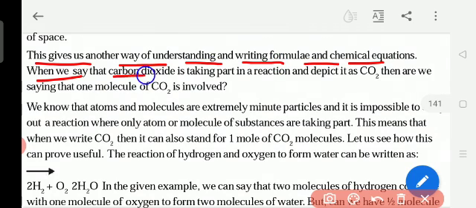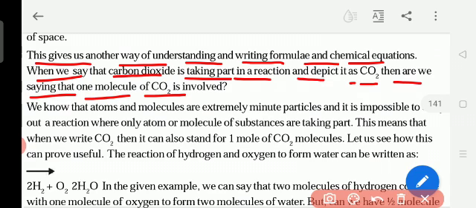When we say that carbon dioxide is taking part in a reaction and depict it as CO2, then we are saying that 1 molecule of CO2 is involved. Okay, 1 molecule of CO2 is involved. So here CO2, is it an atom or a molecule? CO2 is a molecule or compound. CO2 is not an atom or element, because here carbon and oxygen are together.